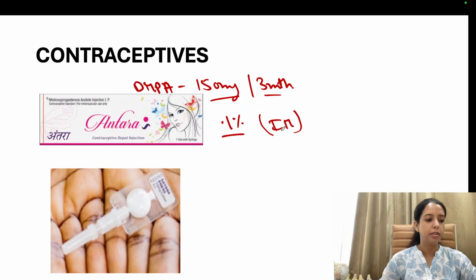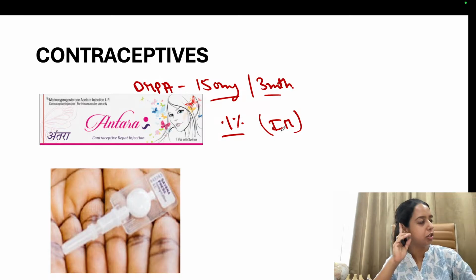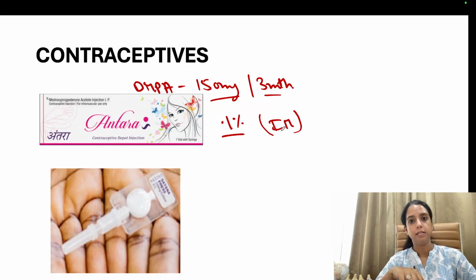Yes, Burch colposuspension is good. Sacrospinous colpopexy is done in case of vault prolapse. Okay.